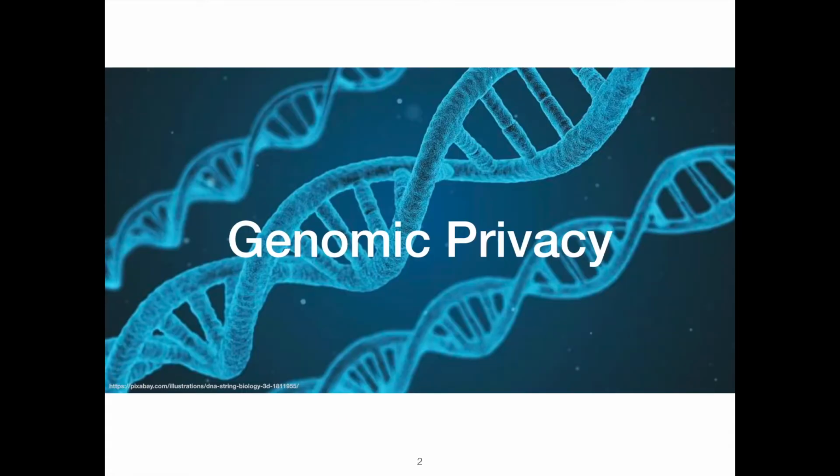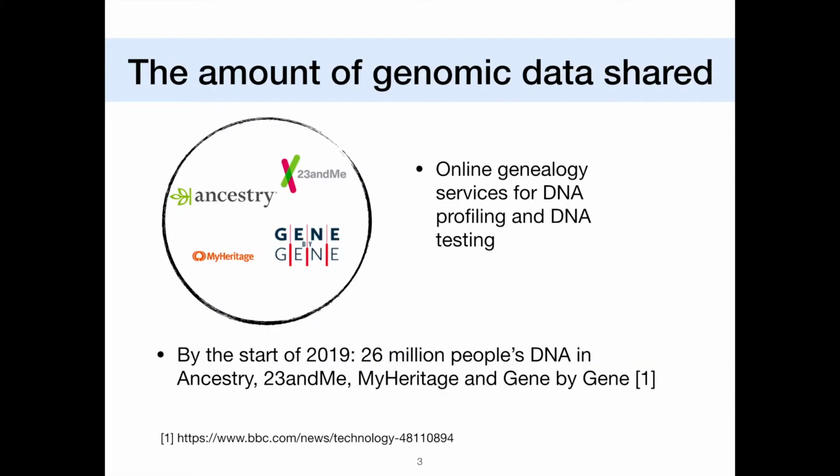Okay, so I want to start with a widely studied topic, genomic privacy. The amount of data gathered at online genealogy services is huge. These services perform DNA profiling and DNA testing. People sign up for these websites and they willingly share their DNA with these companies. In most of these services, customers provide a saliva sample to the company and the company provides the customers with health-related results like susceptibility for a certain disease or with information about ancestry. By the start of 2019, 26 million people's DNA are in the services listed in the slide.